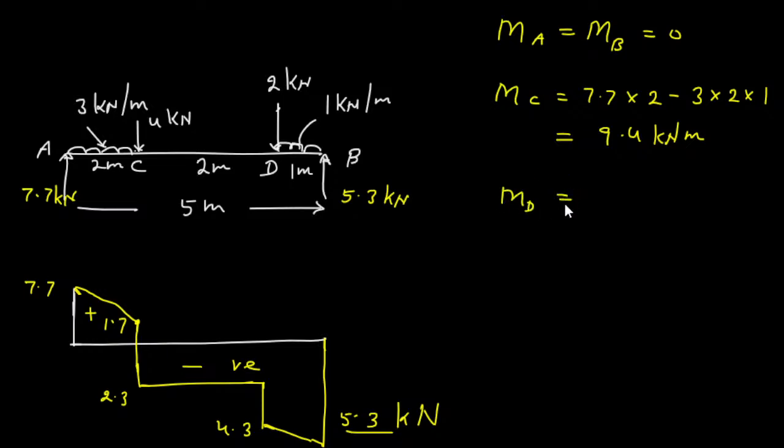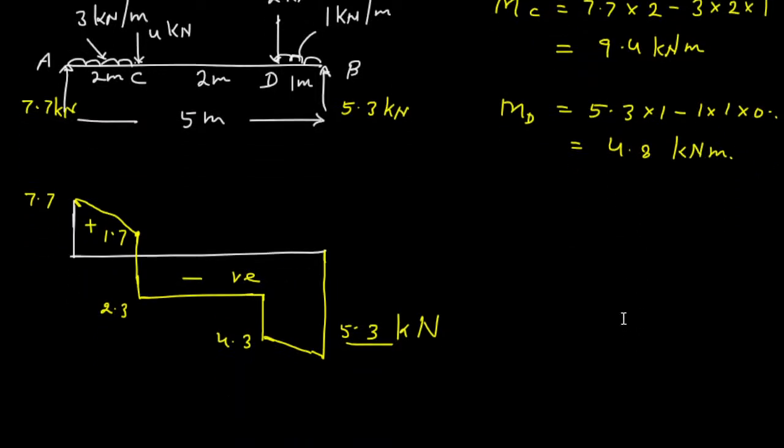And moment at D, so to calculate moment at D, let us see towards right. So if I see towards right, I will get 5.3 times 1 minus 1 times 1, that is the total load, and it is acting at 0.5, so into 0.5. So 5.3 minus 0.5, we will get 4.8 kilonewton meter. So we get all the values.